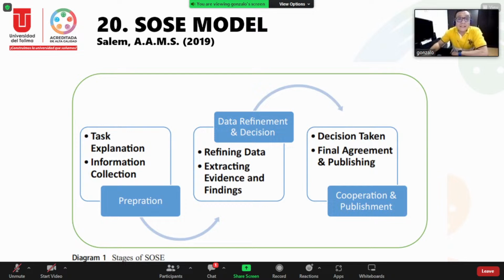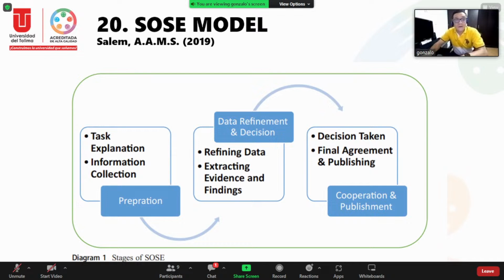This model has three moments in the learning trajectory that the author summarizes as preparation, task explanation, and information collation. Then they go on to refine the data and make decisions. So the teacher explains a topic. Students collect information about the topic. This could be online or offline, basically. Then they refine that data, they extract evidence and findings, and finally, they make decisions about what they are going to present to the group, and they publish that information.